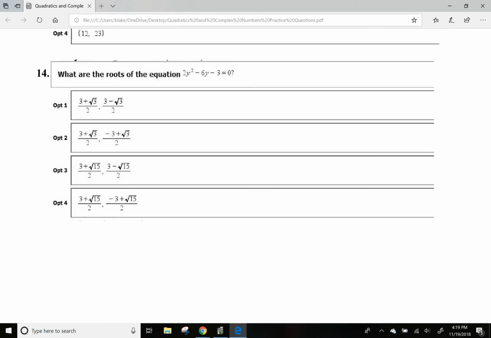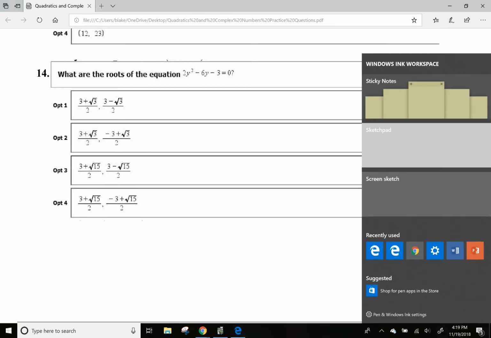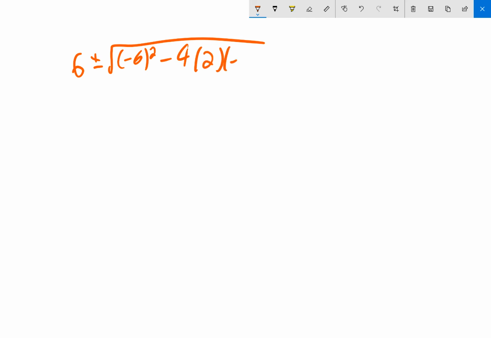So number 14, another quadratic formula. Again, we'll just sort of cut to the chase. I'm just going to go ahead and write the formula. So the formula would be a positive 6, because a negative b will turn into a positive there, plus minus the square root, negative 6 squared minus 4 times 2 times negative 3, all divided by 2 times 2. So that's just plugging in the a, b, and the c.